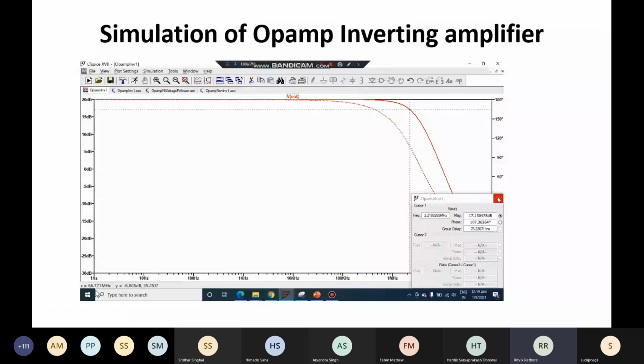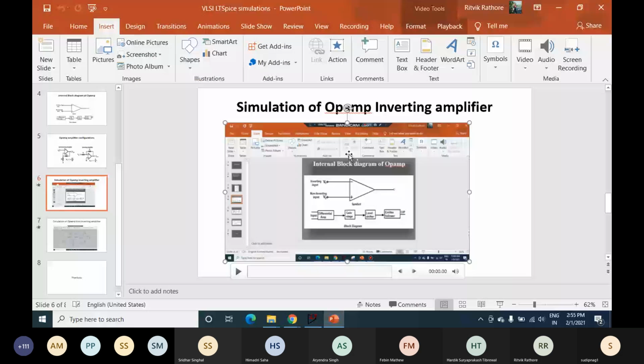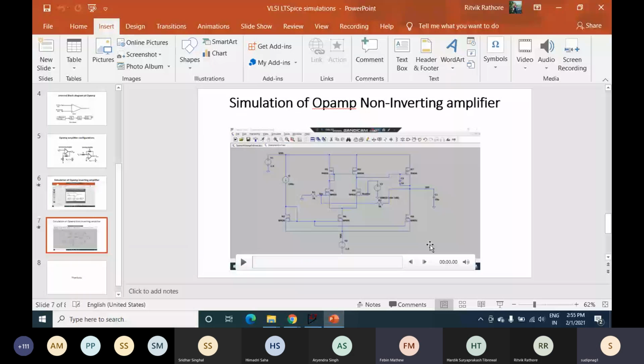Okay, so this completes the designing of inverting amplifier using op-amp. So, any questions? Questions? If we use the Miller compensation, then the pole should shift to lower frequency, right?